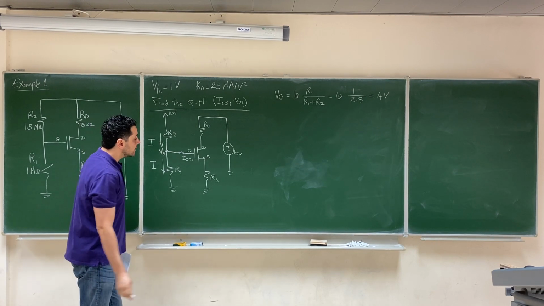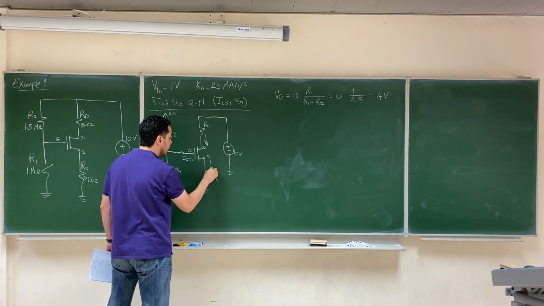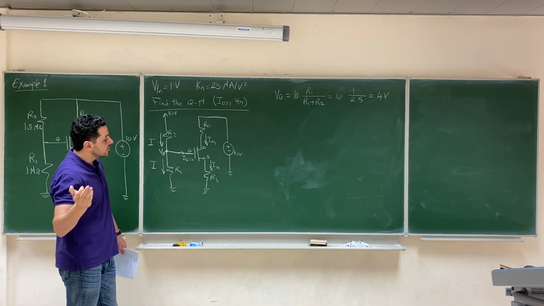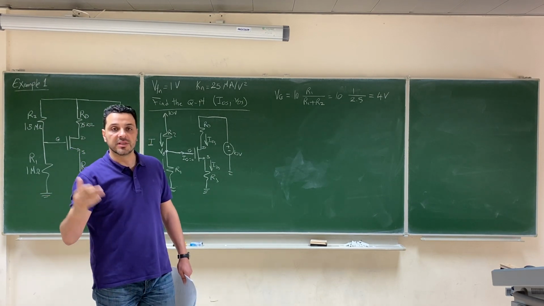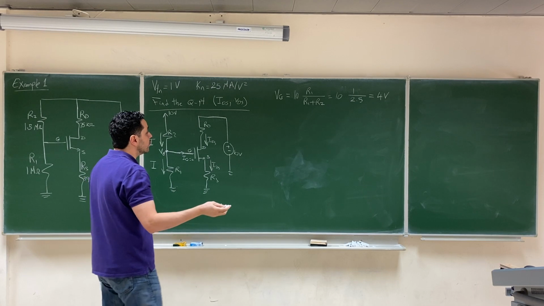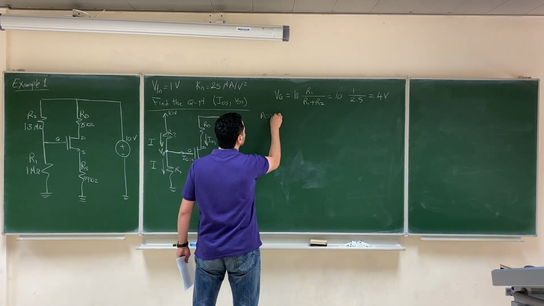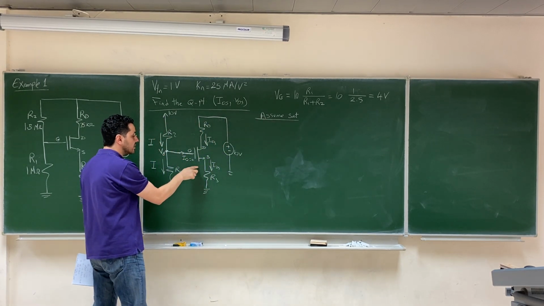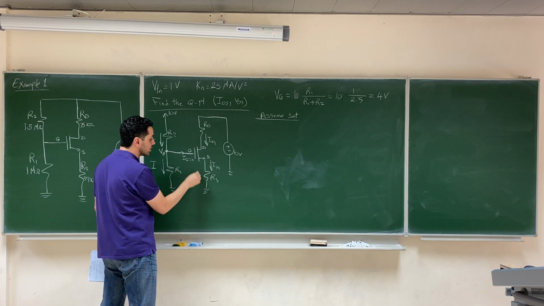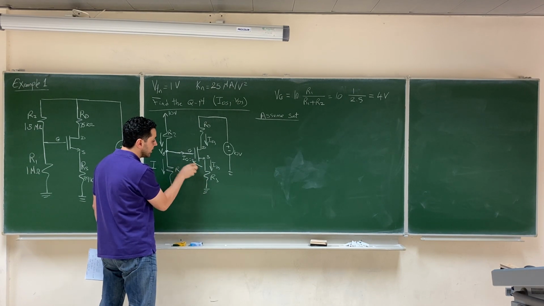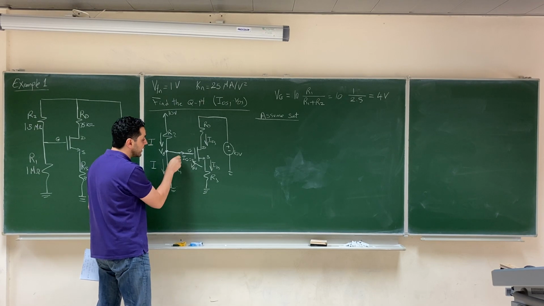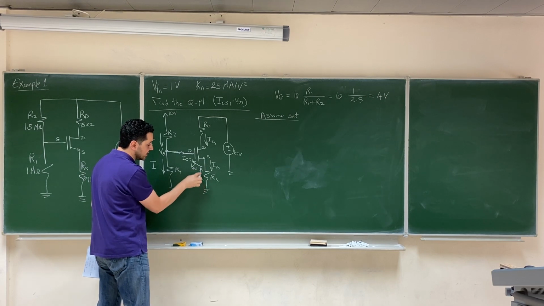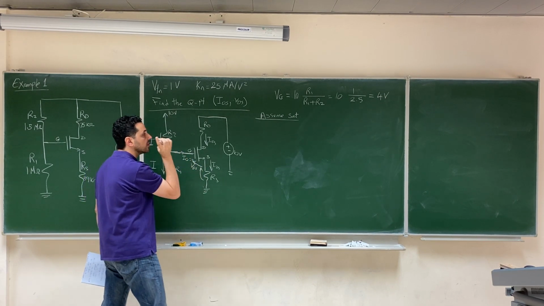Now, let's assume that the current here is called IDS. This is the current of our transistor. Since we don't know whether the transistor will be in saturation or triode, we assume saturation. We always start by assuming saturation. Then we consider this loop, the gate-source loop. We have a voltage between the gate and source, called VGS. So the voltage of the gate, which is 4 volt, equals the drop across the resistance plus VGS.